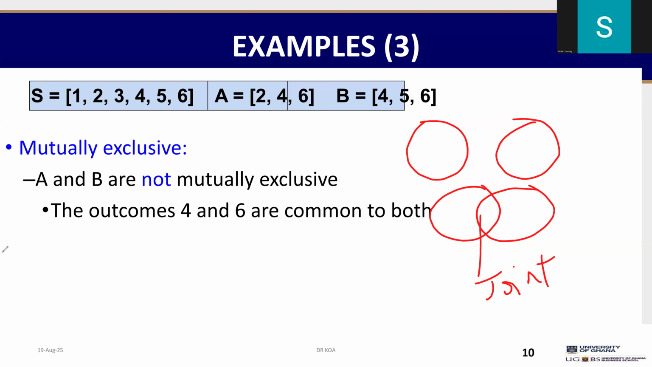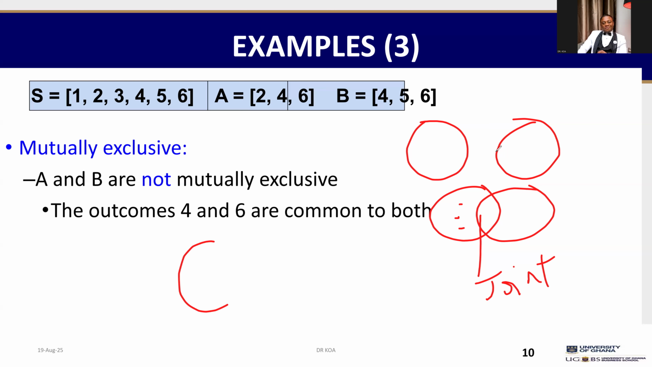Just because there is an intersection, there's a marriage between A and B. So the two events are not mutually exclusive events in the first place. It's not the element. It's not the things inside. It's rather the circle that is the event.